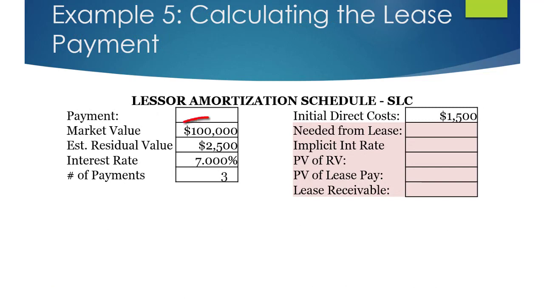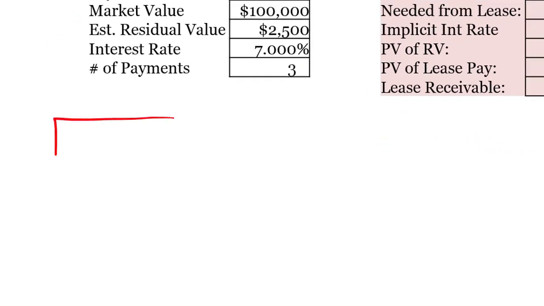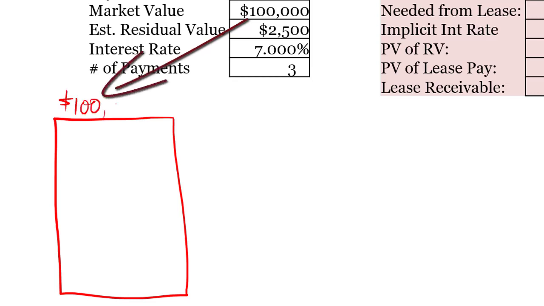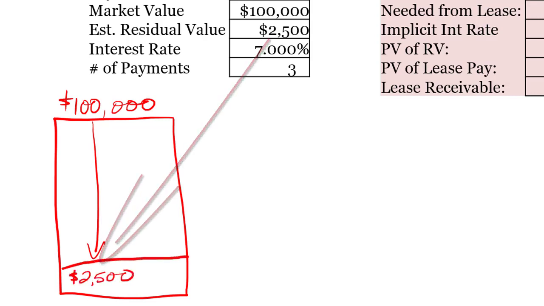So here's our information: $100,000 market value, $2,500 residual value because I'm going to get the BPO amount. There's my interest rate and my N of 3. Let's figure out what my payments need to be. And for SLC, the primary goal is to make sure that I get my full $100,000. So I'm going to get some from the lease payments, and the rest I'm going to get when Sampson pays me $2,500 3 years from now.